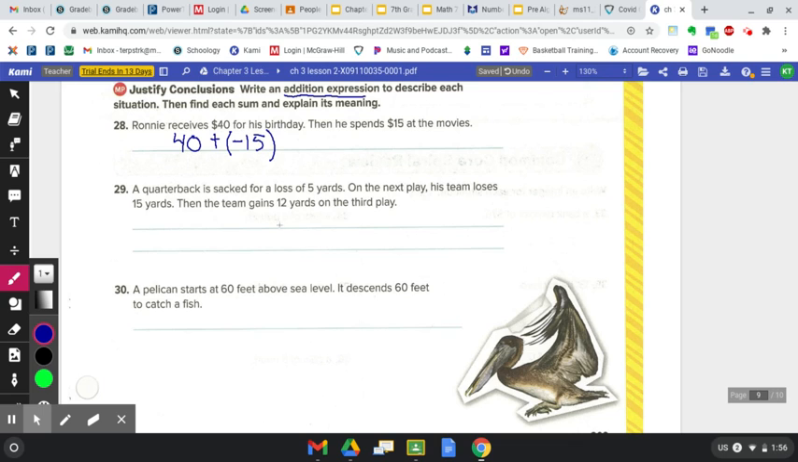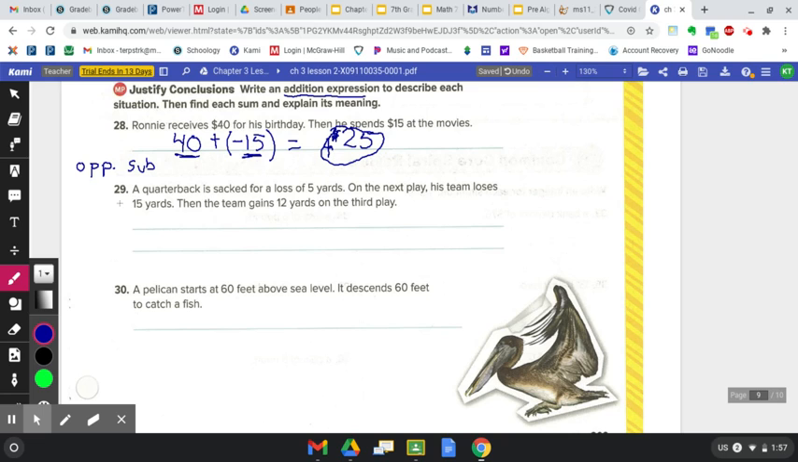15. So I start with a positive 40, right? They get $40 for my birthday, and then I spend 15, so that's got to be a negative 15. So positive 40, negative 15. Opposite, subtract. So 40 minus 15 would be 25. And since the positive is the larger value, it would be positive 25. So meaning he'd have $25 left after spending 15 at the movies.